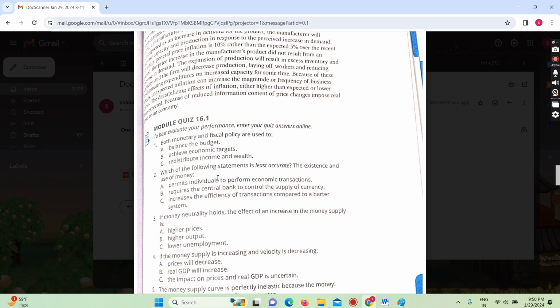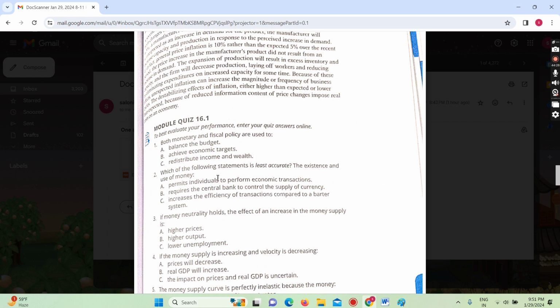Which of the following statements is least accurate? The existence and the use of money permits individuals to perform economic transactions, requires the central bank to control the supply of currency, and increases the efficiency of transactions compared to the barter system. इनमें से least accurate क्या है? कौन सी है? The existence and the use of money permits individuals to perform economic transactions, requires the central bank to control the supply of currency, increases the efficiency of transactions compared to barter.